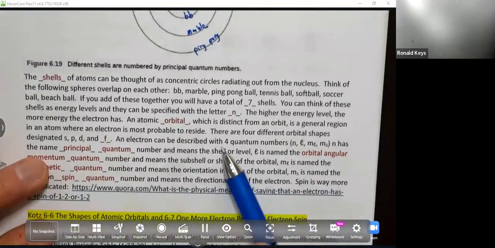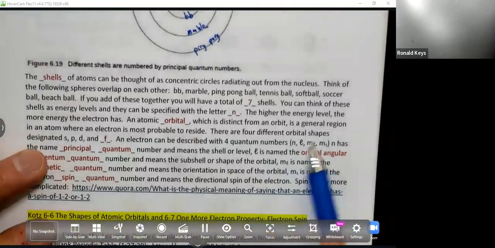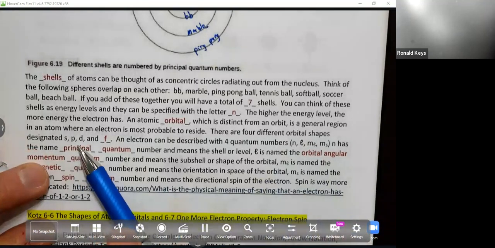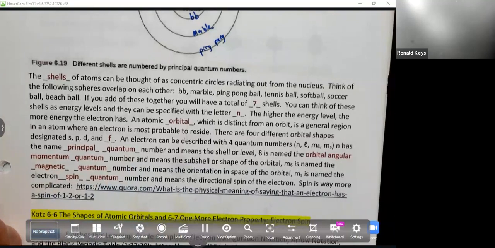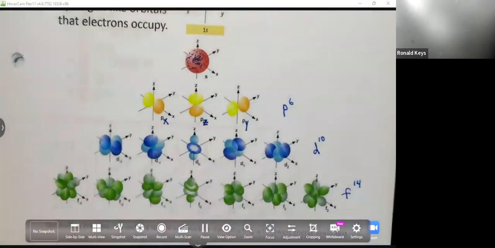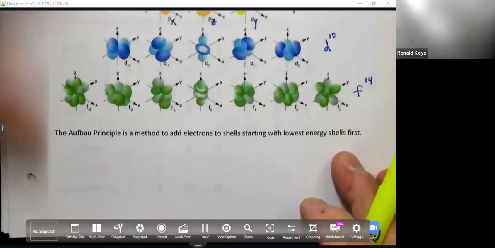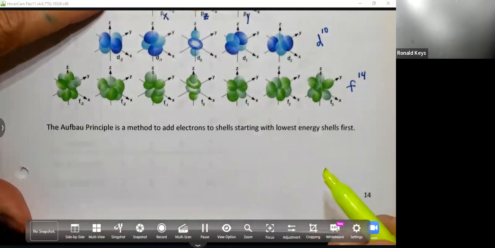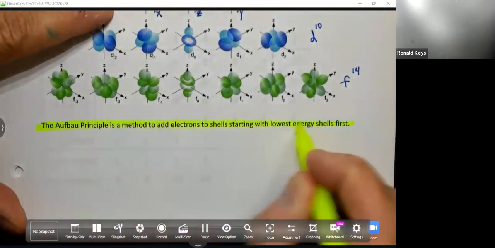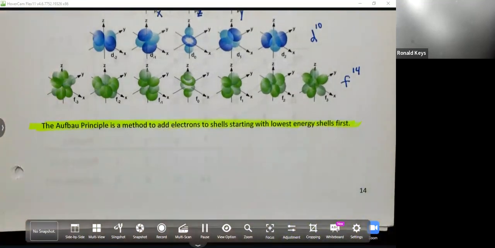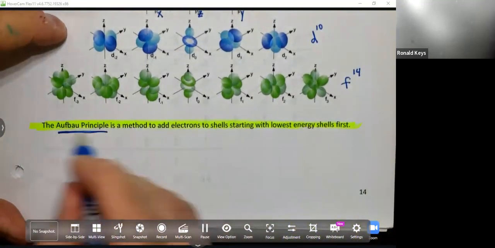Then there are 4 different orbital shapes designated S, P, D, and F, which is what we just looked at. So now we have to fill electrons from the lowest energy level to the highest. And this is the Aufbau principle.